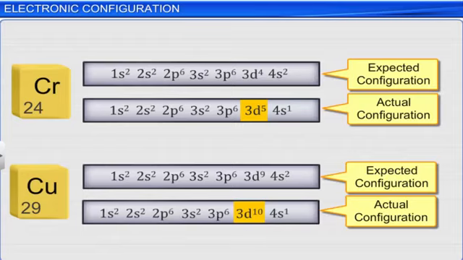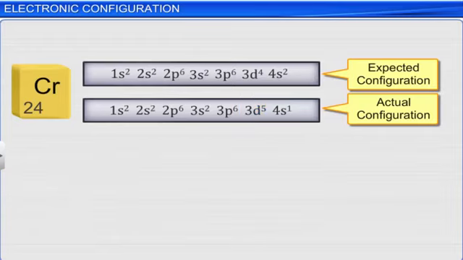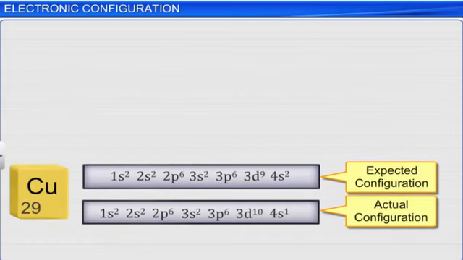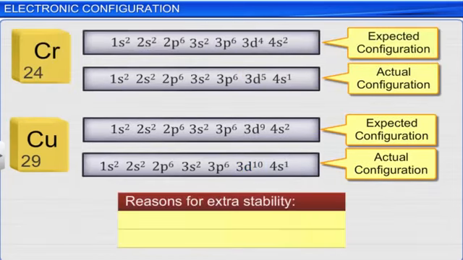The anomaly in chromium is attributed to the fact that the half-filled orbital 3d5 has lower energy and extra stability. In copper, the completely filled orbital 3d10 has lower energy and extra stability. The two reasons for the extra stability of half-filled and completely filled subshell configurations are the symmetrical distribution and exchange energy.